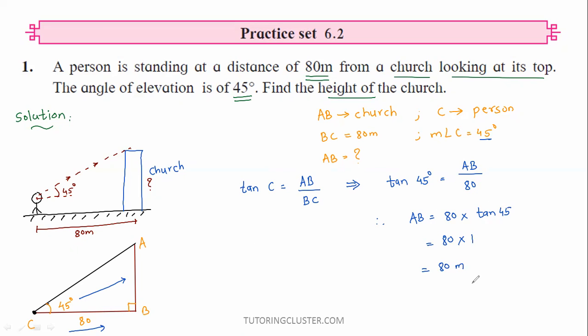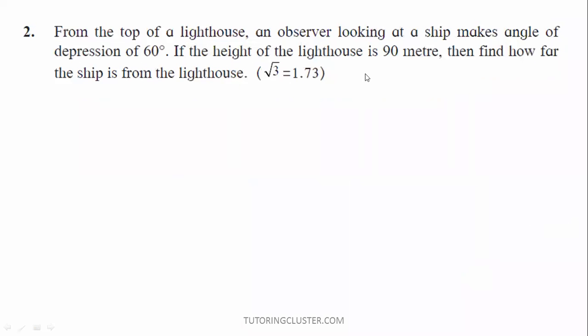Now, let us see example number 2. Read example number 2. From the top of the lighthouse, an observer looking at the ship makes an angle of depression of 60 degrees. If the height of the lighthouse is 90 meters, then how far is the ship from the lighthouse?